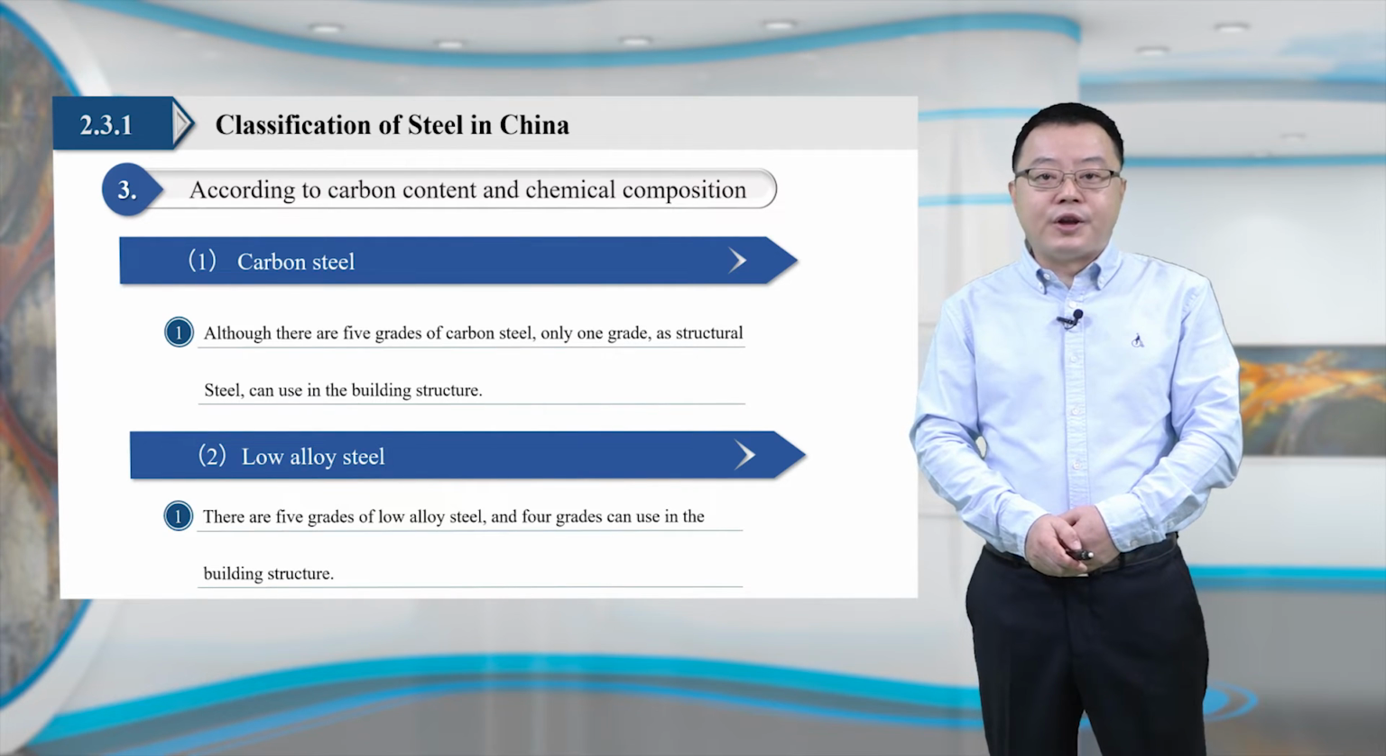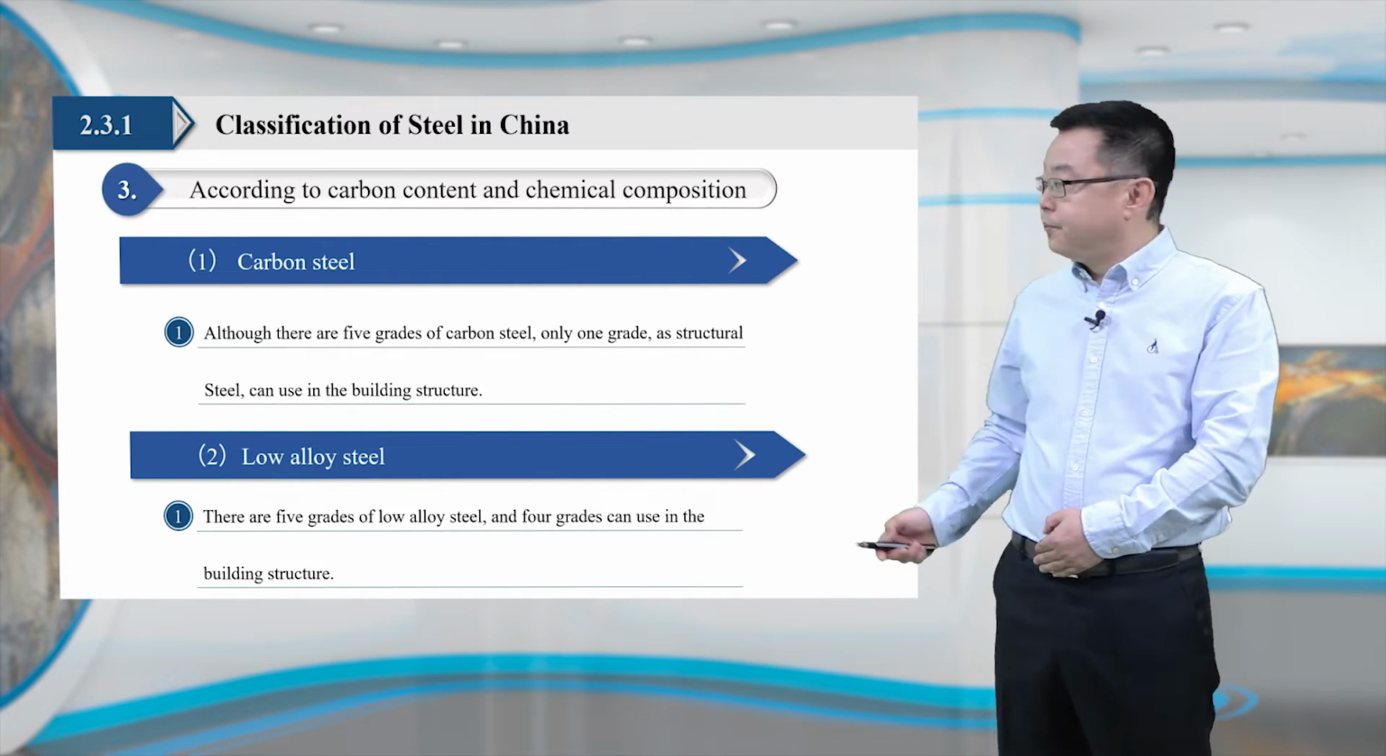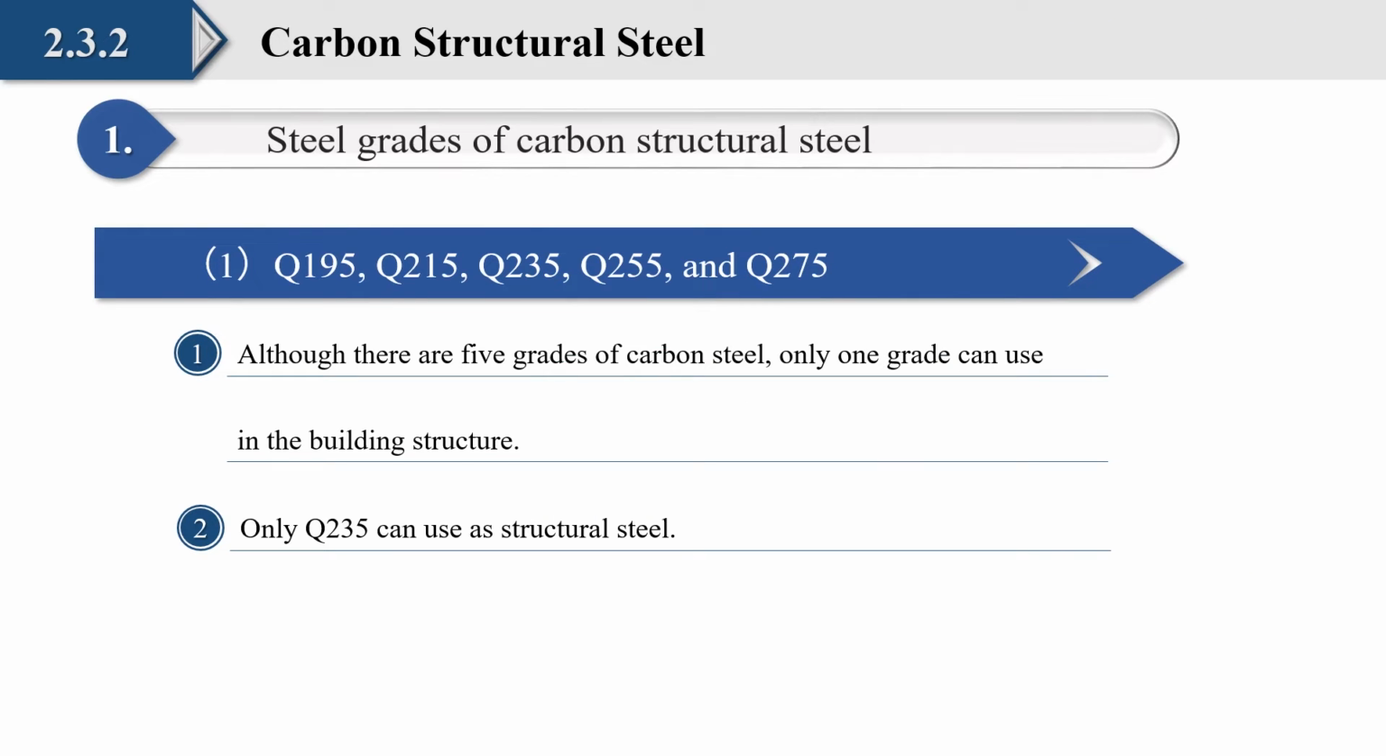According to carbon content and chemical composition, steel divides into carbon steel and low alloy steel. There are 5 grades of carbon steel shown in the PPT, but only Q235 can be used in building structure as the structural steel.